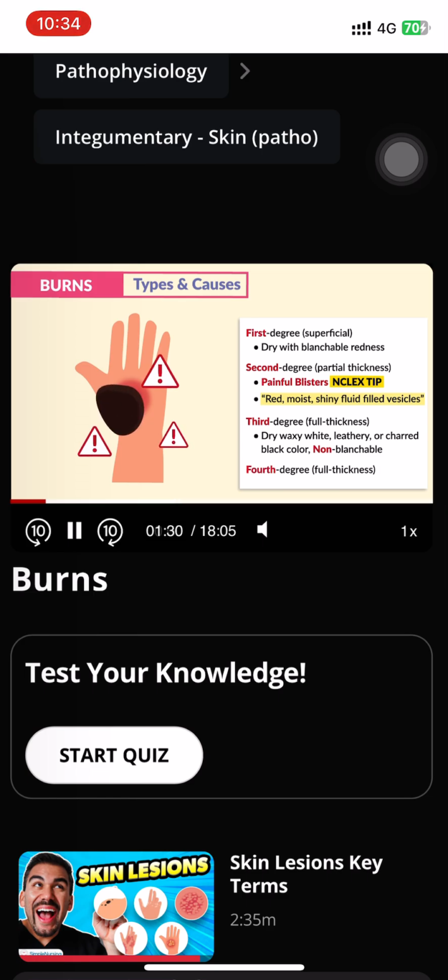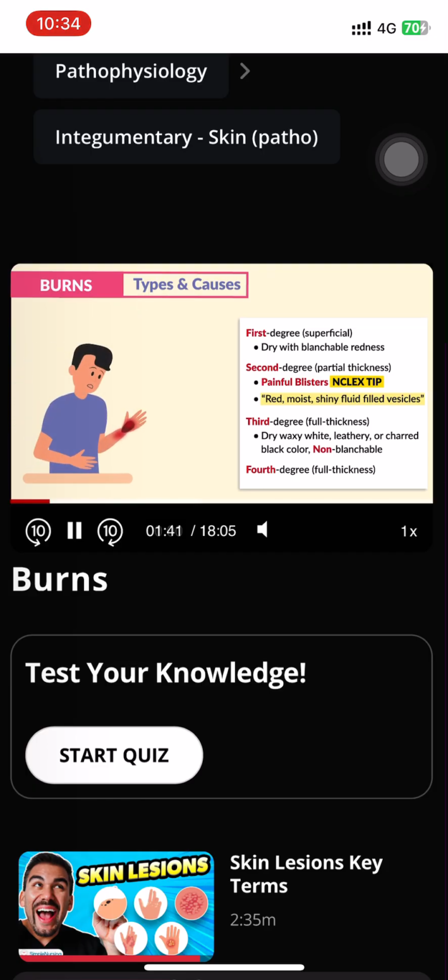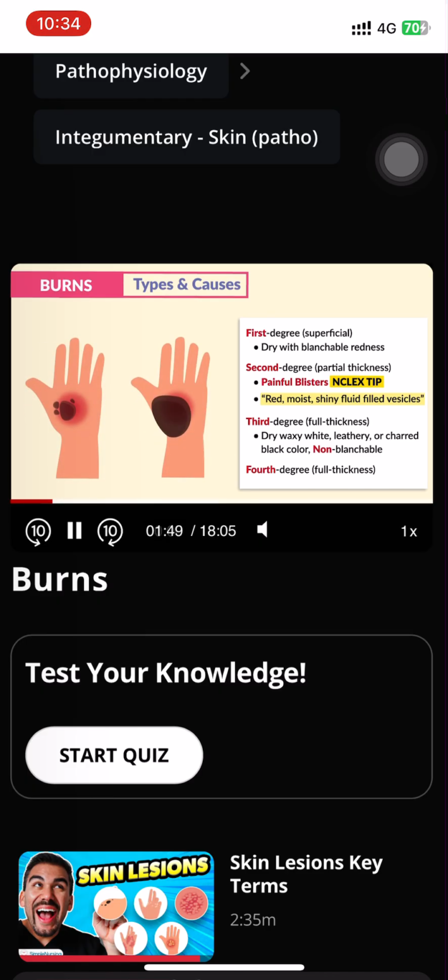Now, 4th degree, also a full thickness burn. These are the worst burns by far, as they go through all the layers of skin down to the muscles and even the bones. A unique sign is the lack of pain, since the destruction of nerve endings from all the burn charred areas. Even though they may look similar to 3rd-degree burns, these are far worse since they're far deeper.